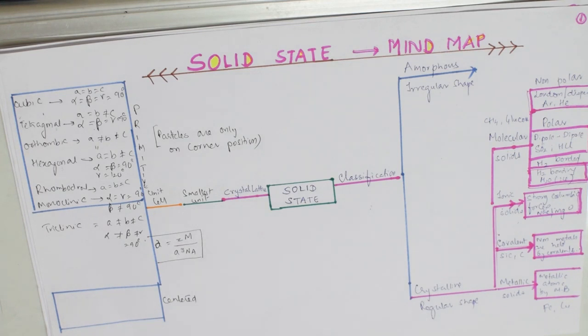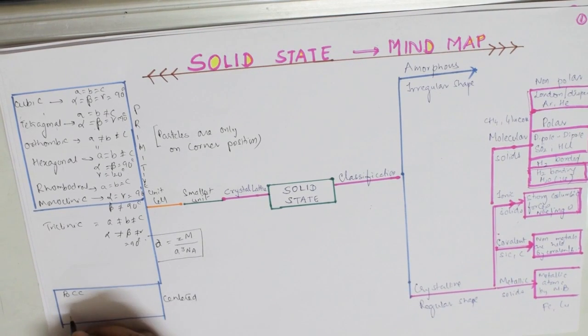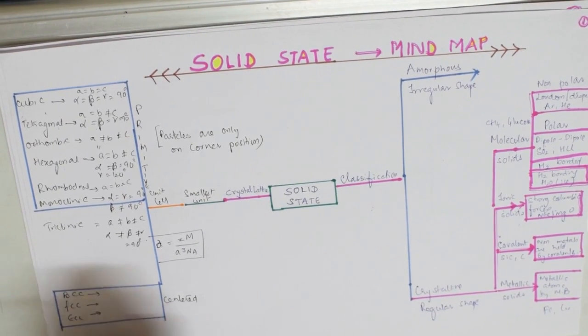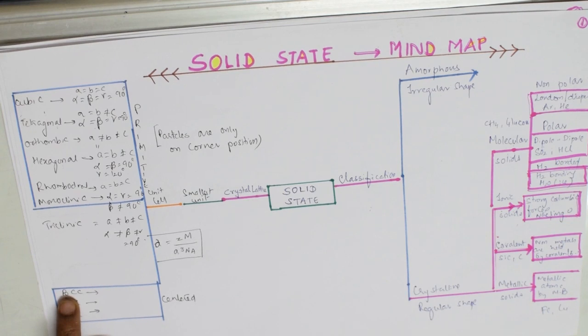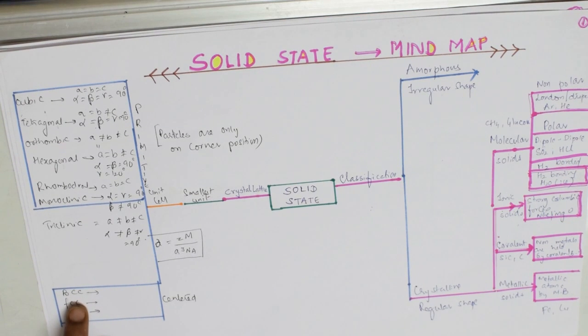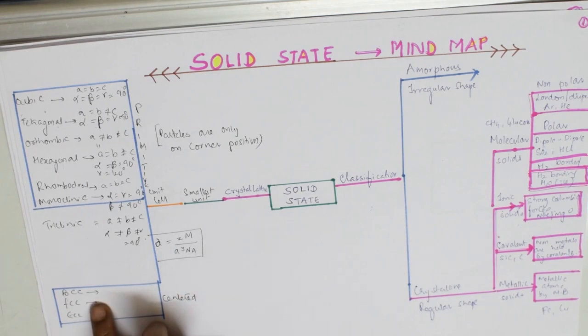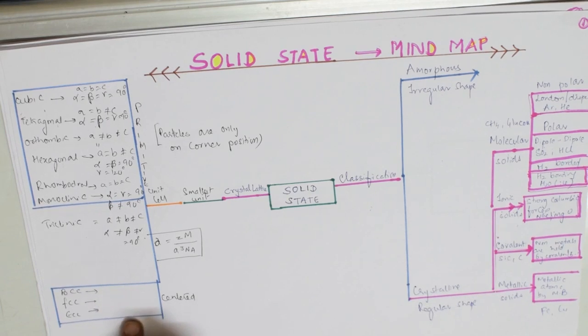Done? Yes. Now when it comes to centered, here it's again of 3 types. One is BCC, one is FCC, one is ECC. So in BCC, what you should remember, basically one particle is at the body center and at its corners. In face centered, one particle at the center of each face and its corners. In end centered, one particle at the center of any 2 opposite faces, up and down.